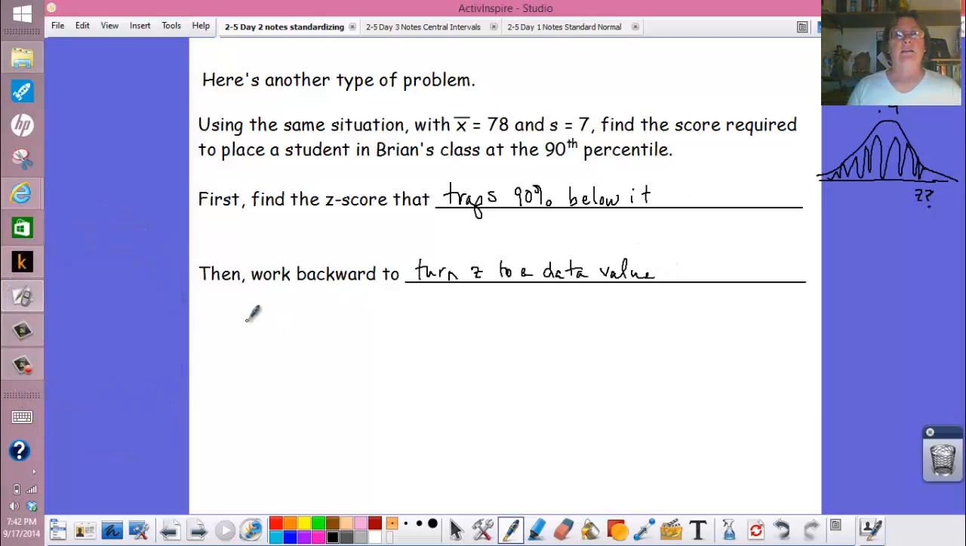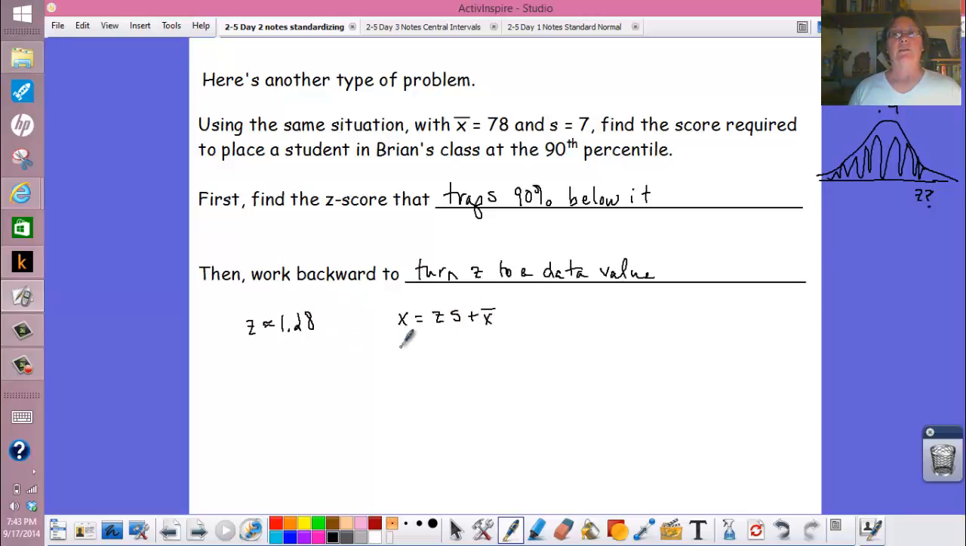All right, I got a z of around 1.28. That's as close as I could come to getting 90% of the data underneath. I looked at the probabilities in the body of the table, read the z-score. I need to turn that z into a data value, and if you recall from yesterday's work, a data value is equal to the z-score times the standard deviation plus the mean.